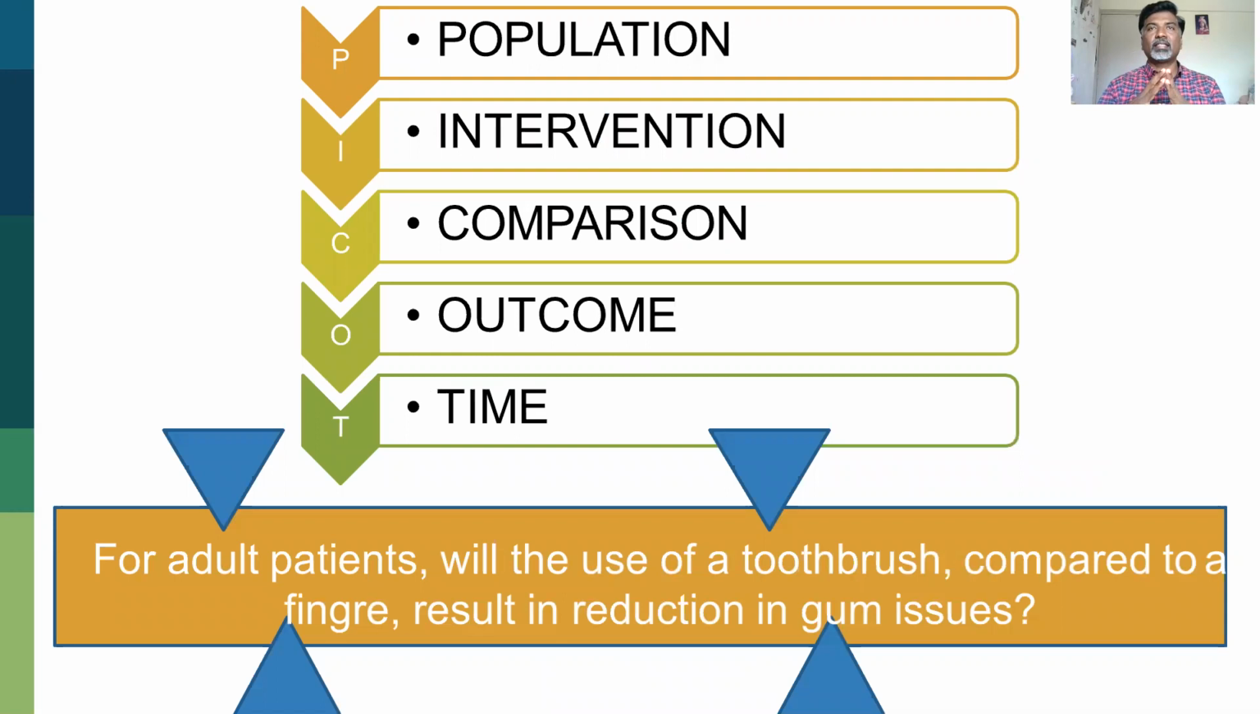Then while deciding a research topic, your research topic must focus on these five objectives or five considerations. The first one is population, means from where we are going to complete the research.